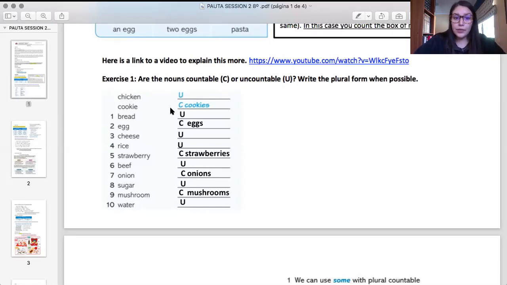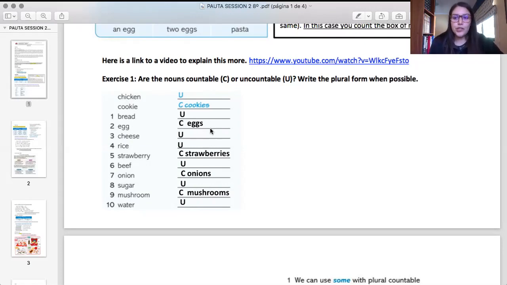Cookies are units. I can eat 1 cookie, 2 cookies, 3, 4, even 5 cookies. And that's the plural form of cookies. Number 1, I have bread. It's uncountable because we have to weigh the bread to buy it. Okay, we eat pieces of bread, but bread is a unit. Number 2, eggs, countable. I can eat 1 egg, 2 eggs, 3 eggs, etc. And that's the plural form.